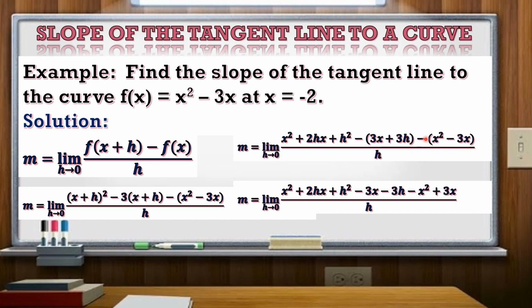So yung negative na to, ipapasok dito din. So negative times x squared, that is negative x squared. Negative times negative, that is positive. That is the reason kung bakit naging plus na lang po yung 3x natin. Then combine like terms again.